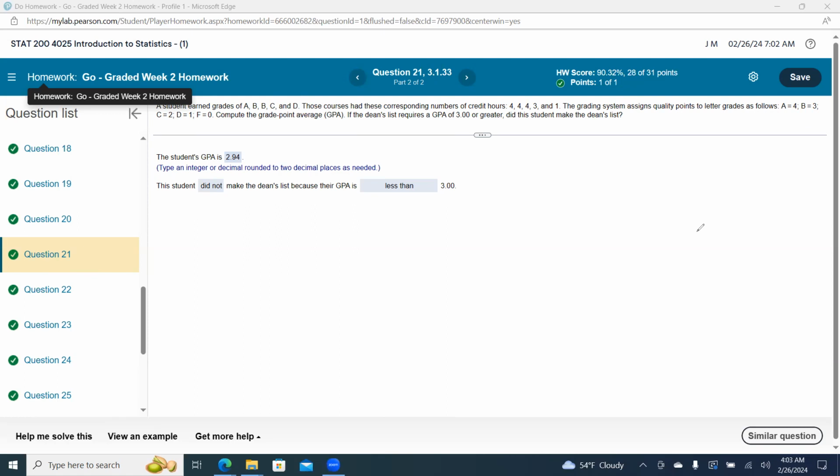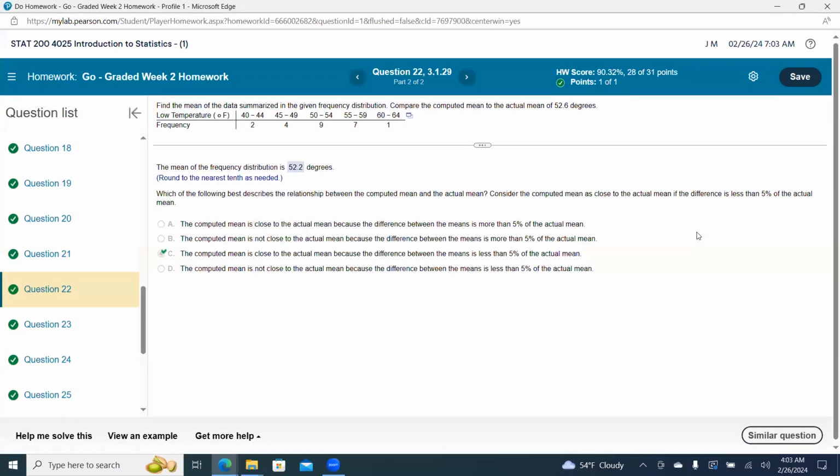So just for reference, when we do this, the grades are going to be the x values, and the hours are always going to be the weights. The hours or the units or whatever they call that, it can vary. But weighted mean is a little bit harder to do.